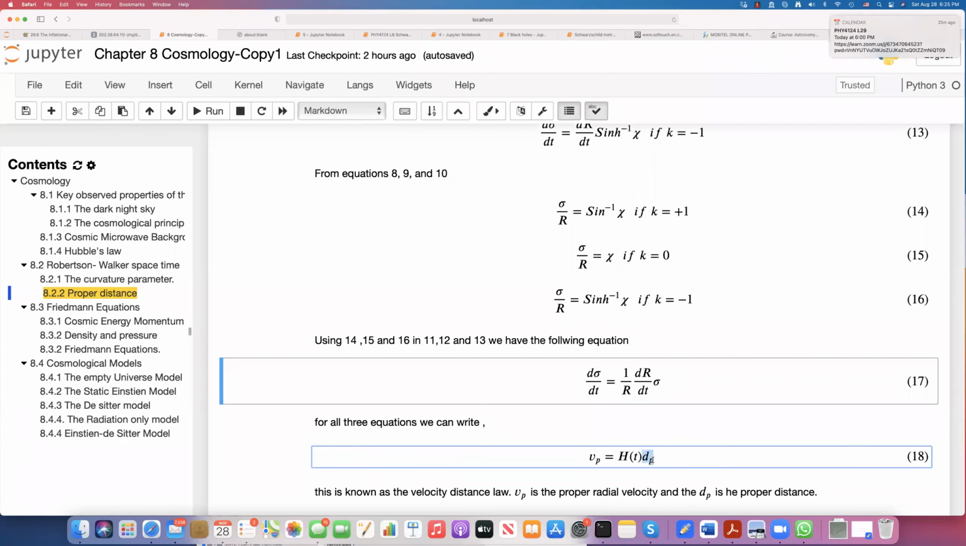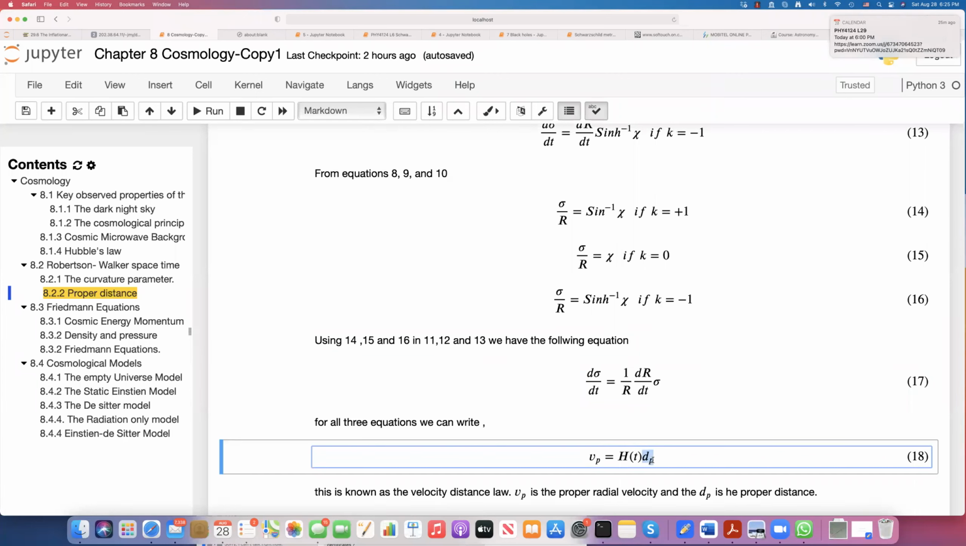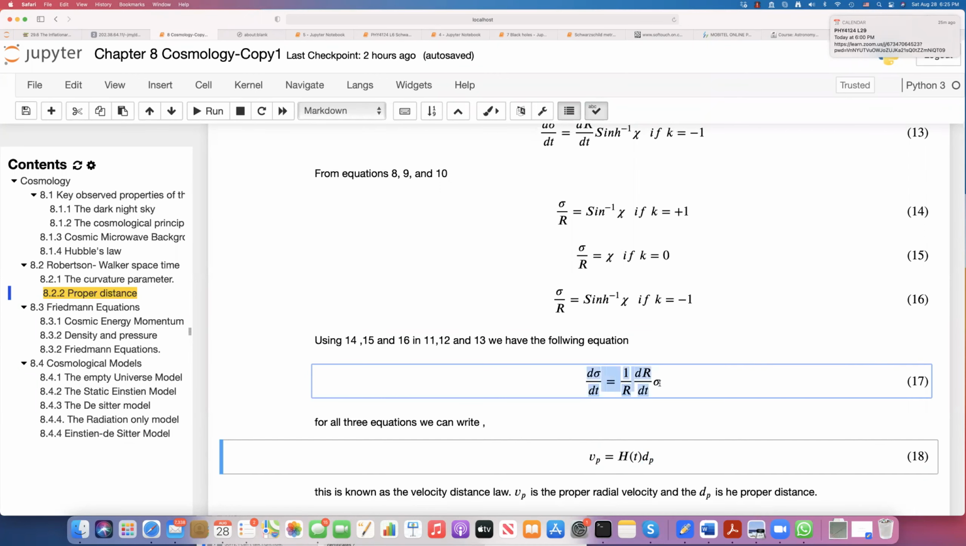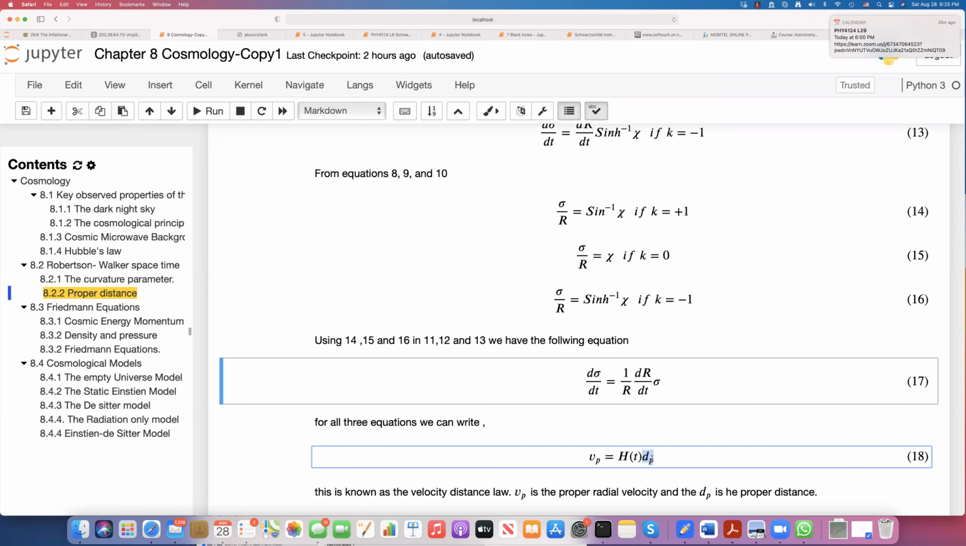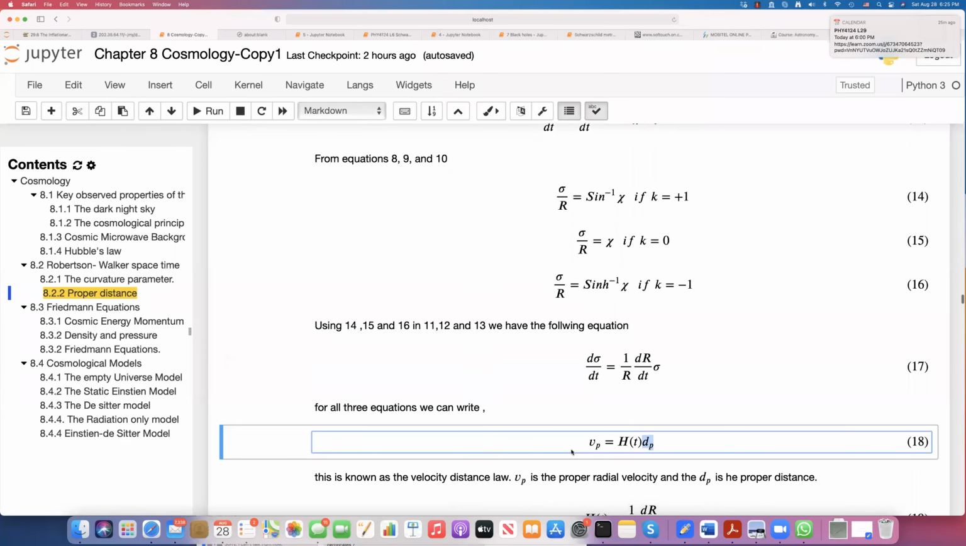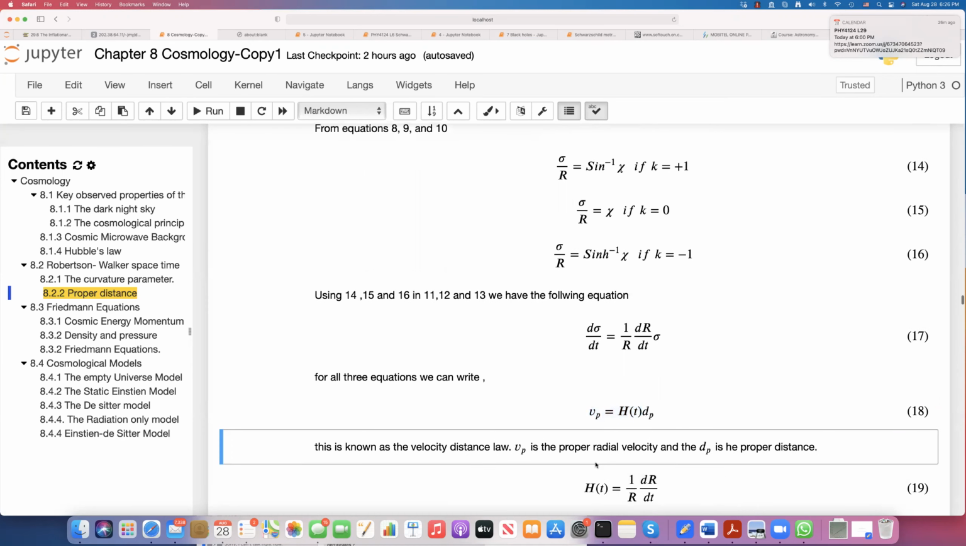And then the dp is right here, is the proper distance, right? So that is sigma, right? Here sigma is the proper distance. Now we have just changed the variable here, but it is still the same proper distance, right? Now this relationship looks pretty much similar to the Hubble law, but I will show you what the differences are with this expression compared to the Hubble law. And this particular expression that I have given in equation number 18 is known as the velocity distance law.